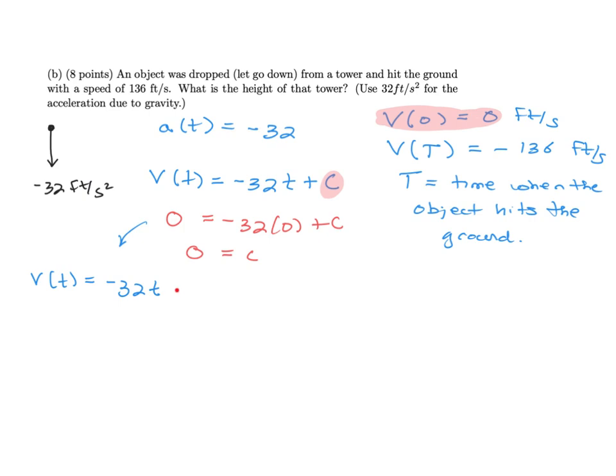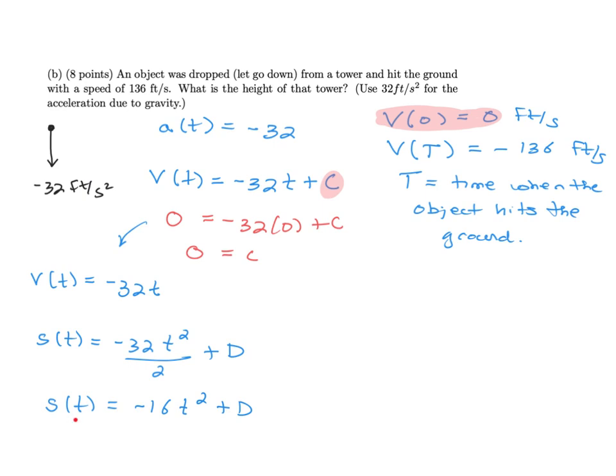Now from here, if we know the velocity function, we can find the position function. So the position function, s of t, the height above the ground, is going to be the antiderivative of this equation, which is negative 32t squared over 2 plus an arbitrary constant, which I'll call d. It may be different than this number here. We can simplify this a little bit. We can say that s of t is equal to, 2 goes into 32 16 times, so this is negative 16t squared plus d.